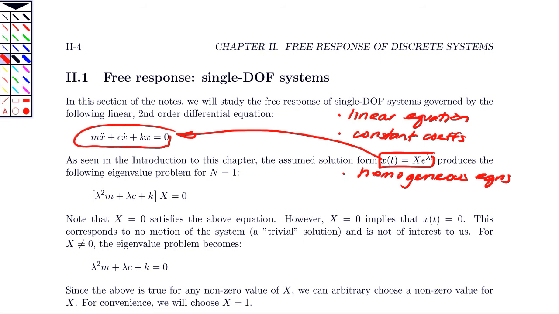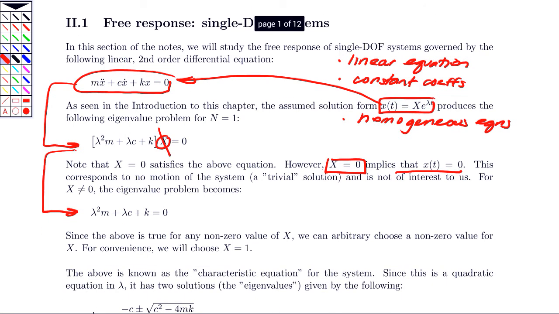Our goal here is to determine what that power is on the exponential. Those are going to end up being what we'll call the eigenvalues of the problem. So if I substitute that into the equation of motion, I get this. I will rule out the possibility that x itself could be 0. If I strike out that possibility, we're down to this second order polynomial in lambda, which is known as the characteristic equation.